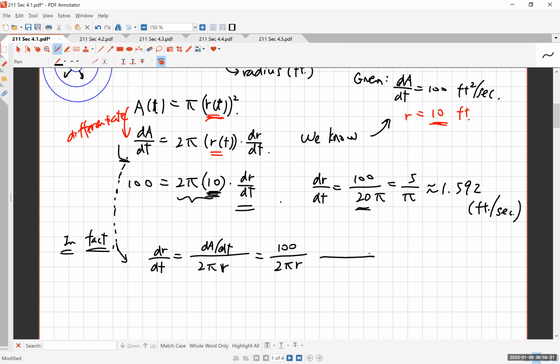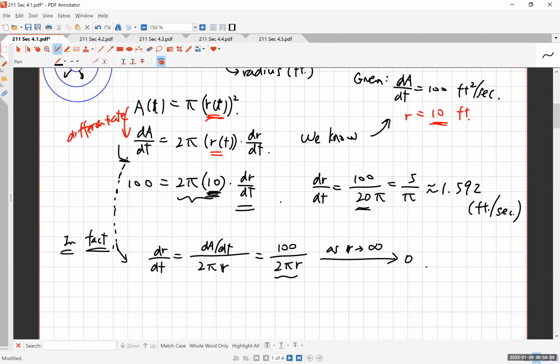You can see as r approaches infinity, so as the radius gets bigger and bigger, remember the area is increasing at a constant rate. But as the radius gets bigger and bigger, guess what happens to the denominator? The denominator gets bigger and bigger to infinity. And so the entire ratio, this fraction, goes to 0. Okay, does that make sense?